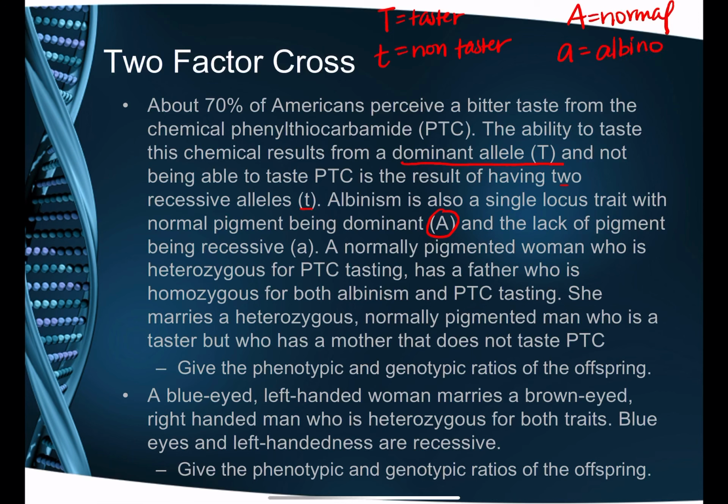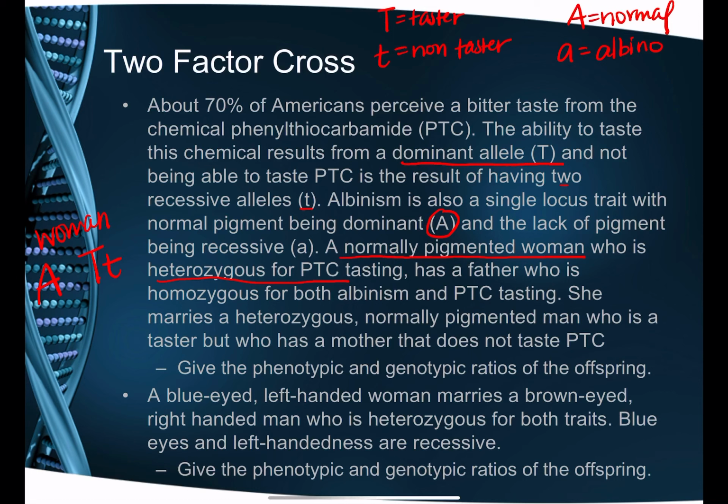A normally pigmented woman who is heterozygous for PTC tasting. All right. So our woman is heterozygous for PTC tasting. And we know she's normal, so she has to have at least one big A. We don't know if she's big A, big A, or big A, little A yet.